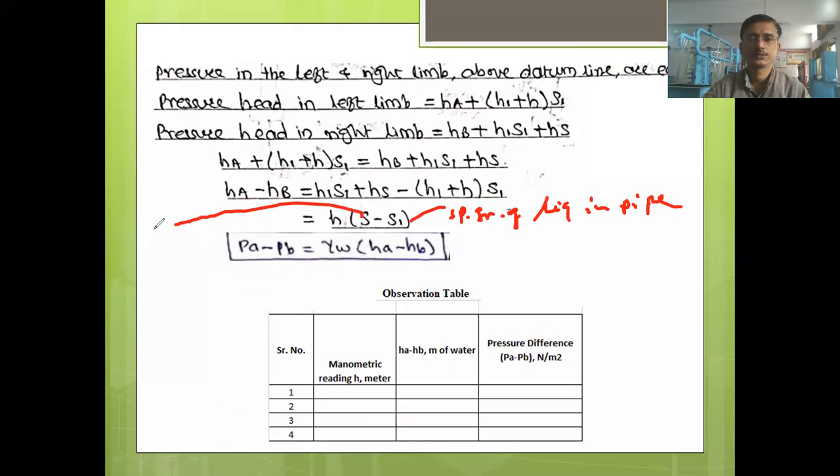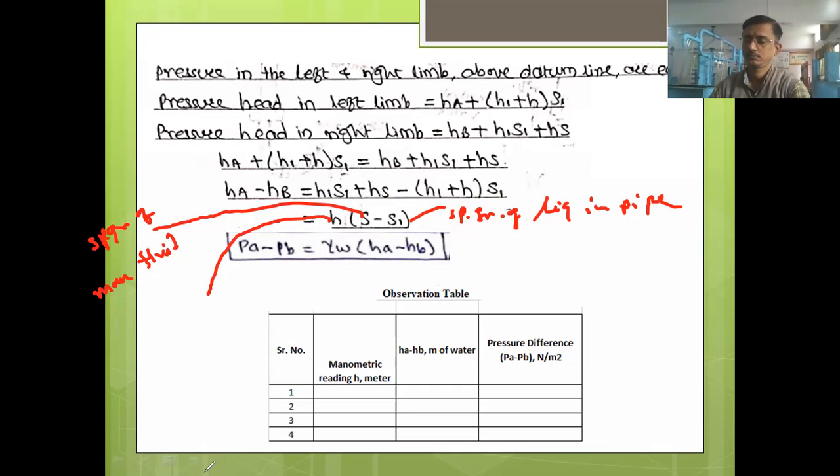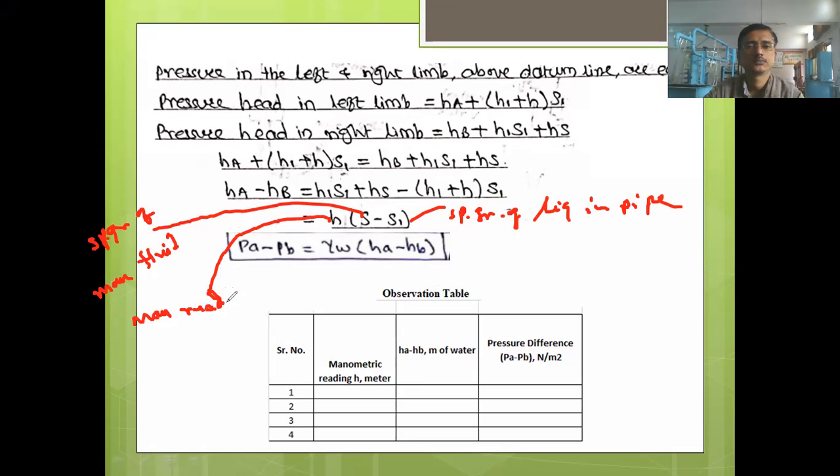This S is the specific gravity of the manometric fluid. This H is the manometric reading. Okay, PA minus PB is equal to gamma W into HA minus HB.